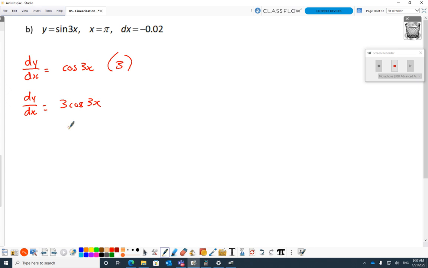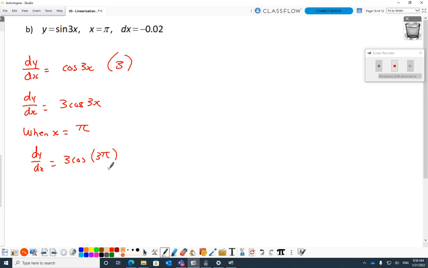Good with that derivative? Hopefully not one that boggles your mind. They gave me the x value here. When x equals pi, dy by dx equals 3 cosine of 3 pi. Can you do it in your head? Negative 1. Yeah? Just doing the graph in my head.